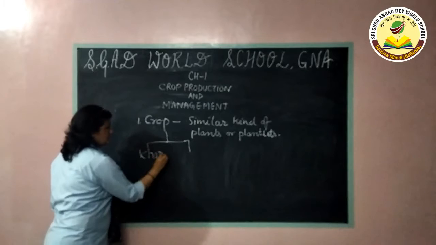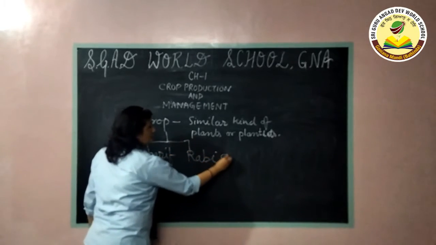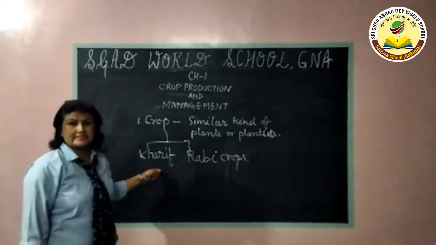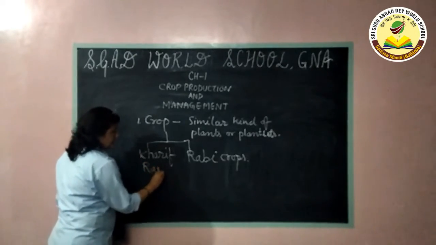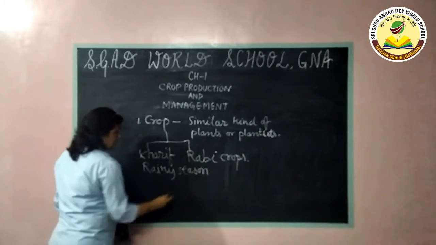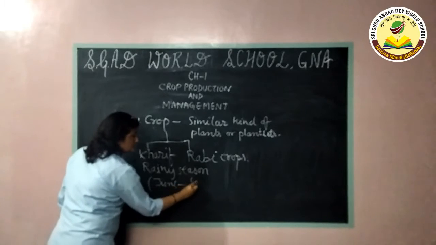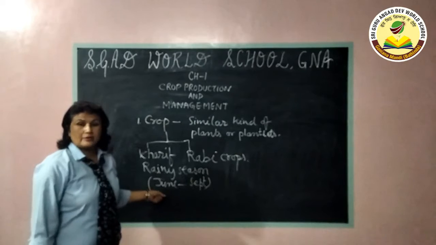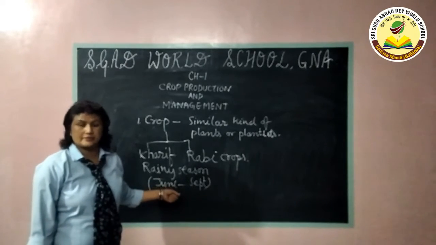Kharif and Rabi crops. These crops are basically based on season. Kharif crops are grown mostly in the rainy season, that is from June to September. Here we include paddy, sunflower, soybean, etc.